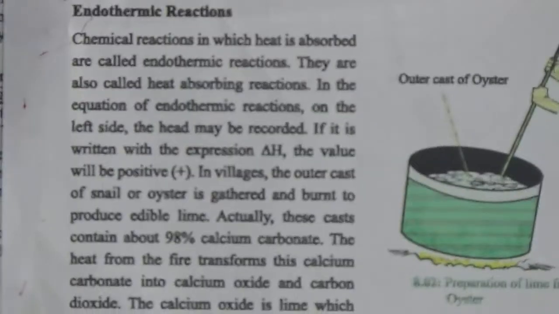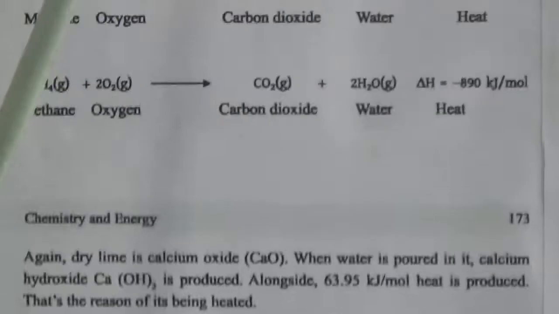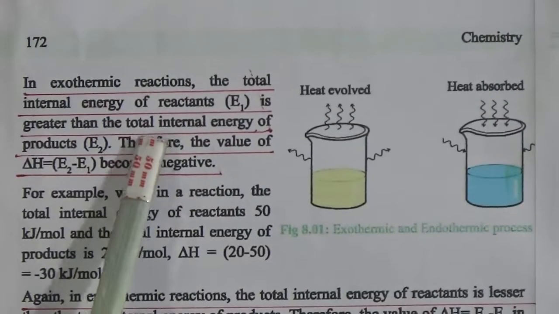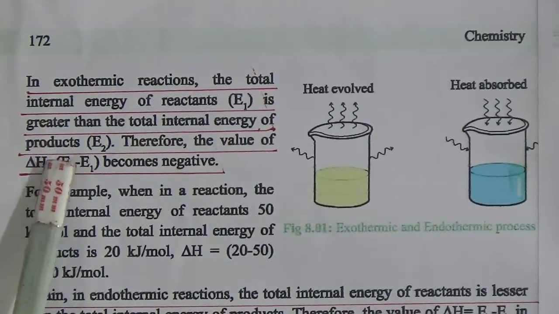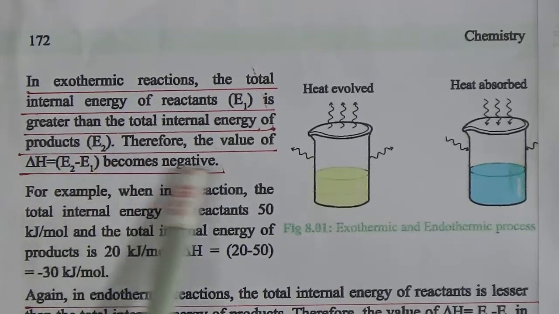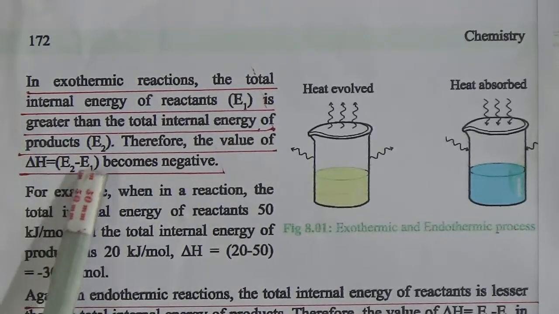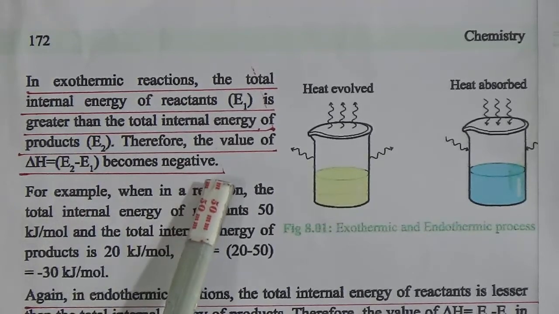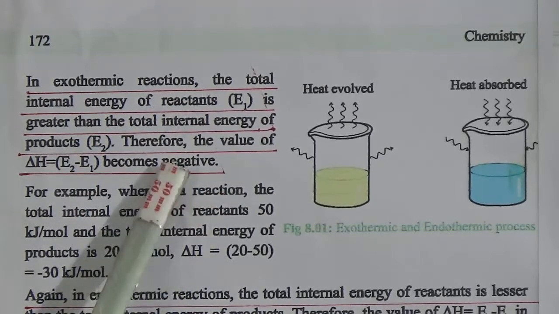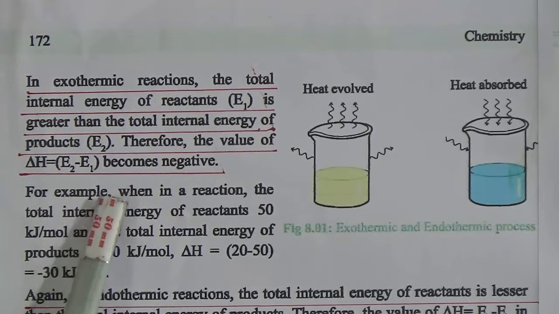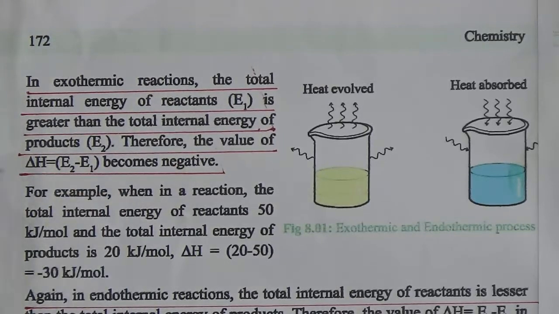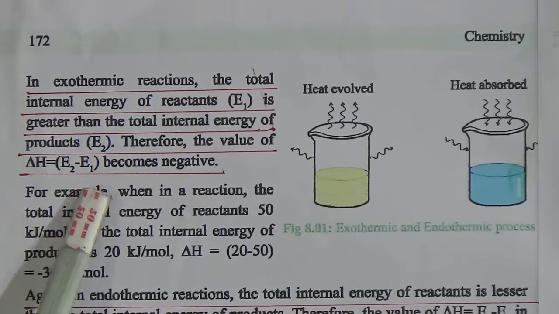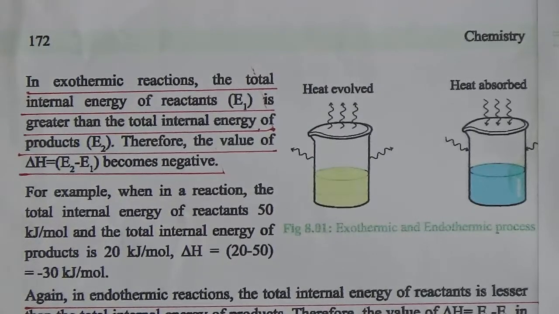In an exothermic reaction, the total internal energy of the reactants, that means E1, is greater than the total internal energy of the products, that means E2. Therefore, the value of del H, which is E2 minus E1, becomes negative because the reactant energy is more than the product energy. The just opposite happens in an endothermic reaction. There the product energy is more than the reactant energy. That's why the value of del H there will be positive.